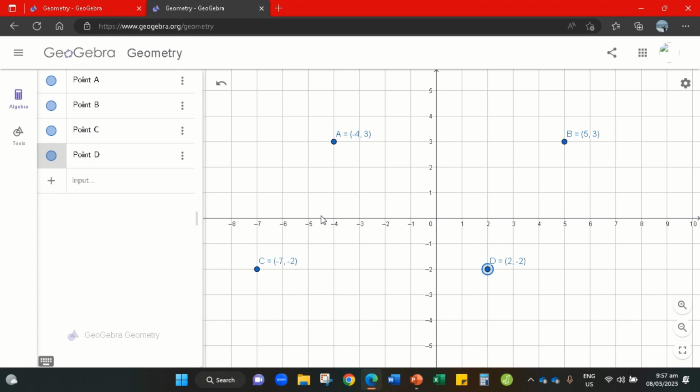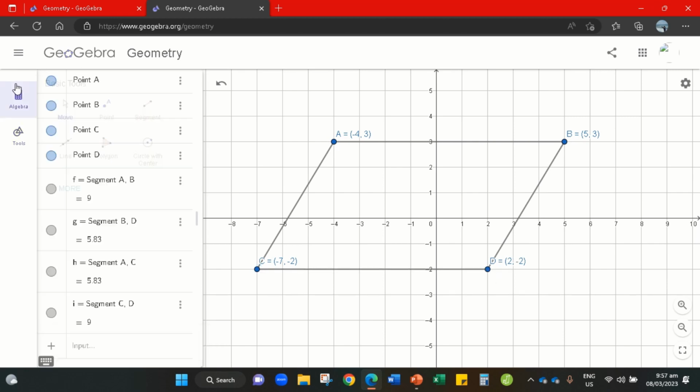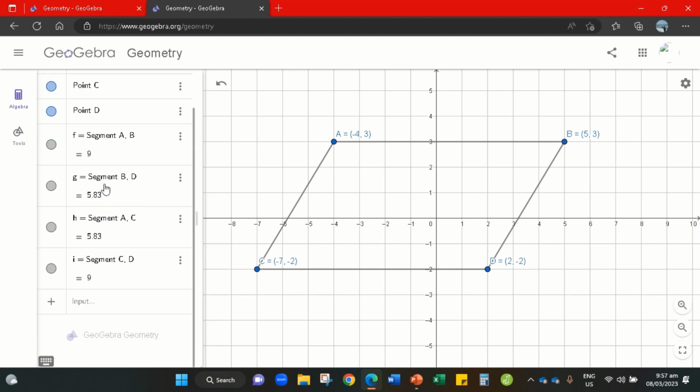Now, I want to find the perimeter and the area. So I'm going to use the tool. I want to put a segment from A to B, B to D, A to C, and then C to D. Now, let me go back to algebra. I'm going to have all my details. F would be the measurement of AB, G would be the measurement of BD, then AC, and then CD.